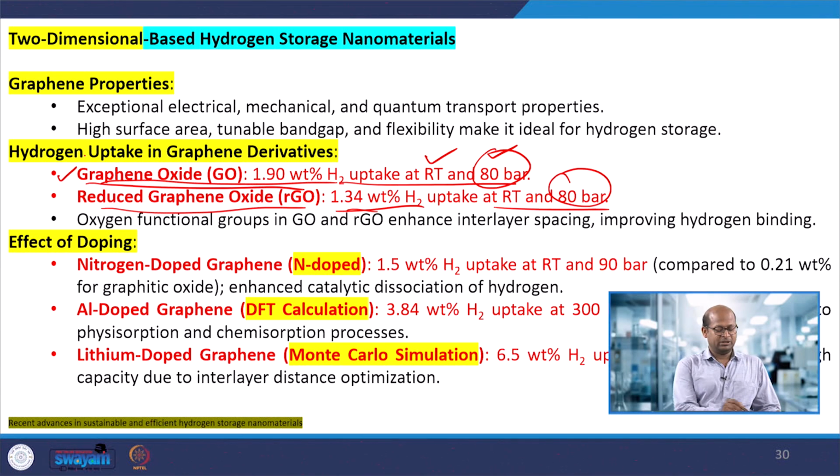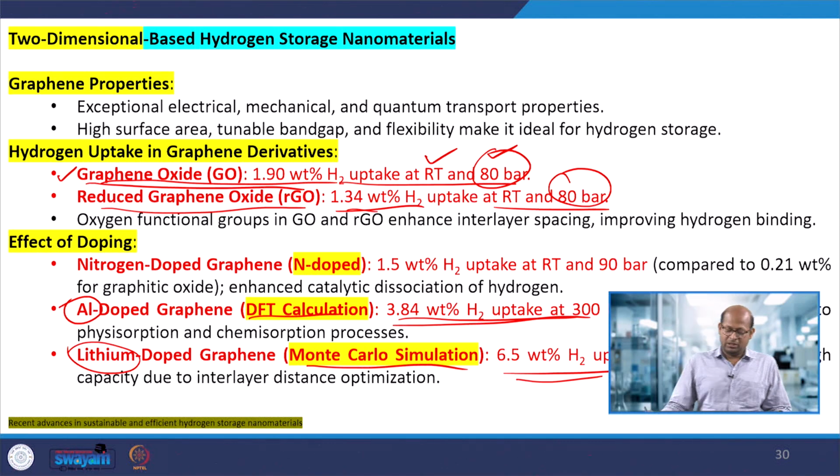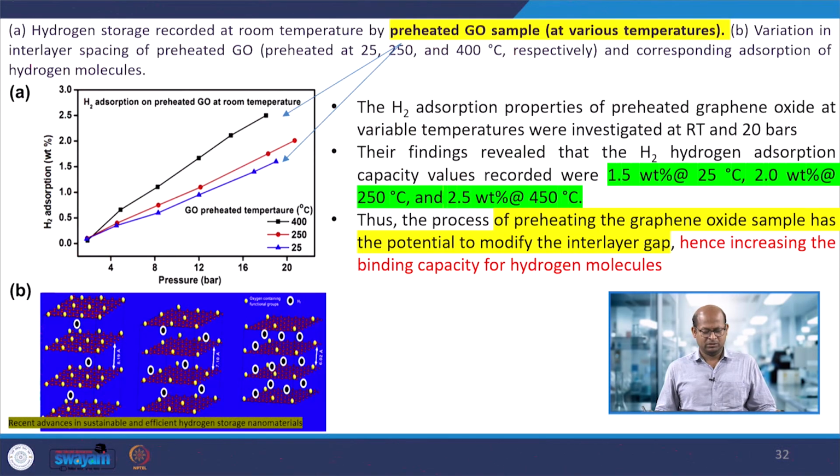So graphene oxide stores a much better, good amount of hydrogen as compared to the reduced graphene oxides. If we dope different metals, maybe aluminium or lithium, simulations such as DFT calculations and Monte Carlo simulations have shown that it may store a much higher amount of hydrogen at high pressures. Extremely high pressures we have to use, so 100 bar pressures.